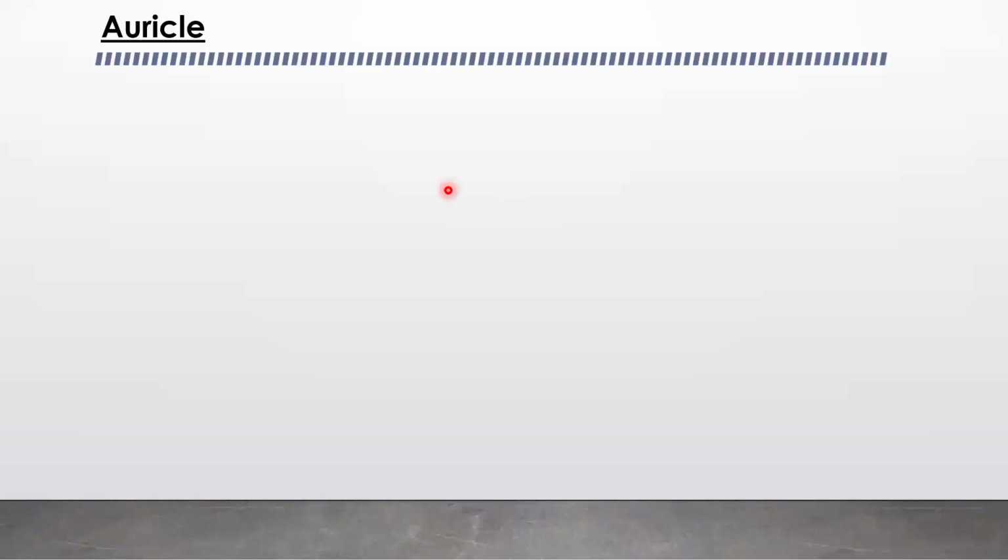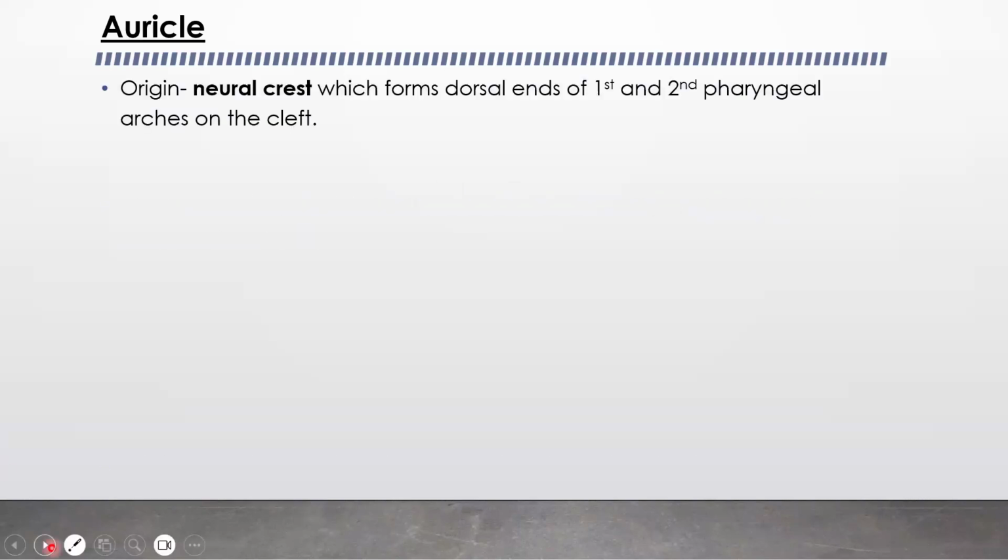Maybe to try and finalize, we'll have the auricle. The auricle will develop from the first and second pharyngeal arches of the cleft. That means it comes from the neural crest cells. So the auricle is the outer part. So how will it develop?